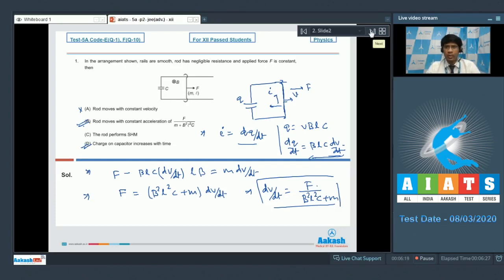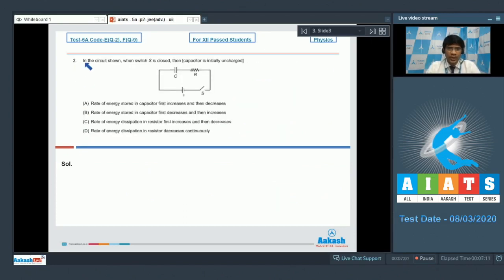Now let's proceed to question number 2. Here in question number 2, in the circuit shown, when switch S is closed, the capacitor is initially uncharged. We know that at t equal to 0, when the switch is closed, the capacitor will not offer any resistance and the current through the resistance would be maximum. The current will be I naught, and it must be E divided by R. So at that time, the thermal dissipation across the resistance would be maximum and the current would keep on decreasing, and finally at t equal to infinity, the current in the circuit will be 0 and the charge in the capacitor will be maximum.